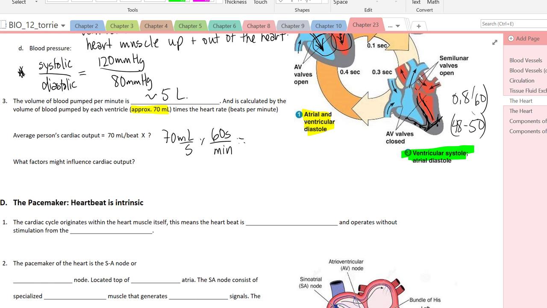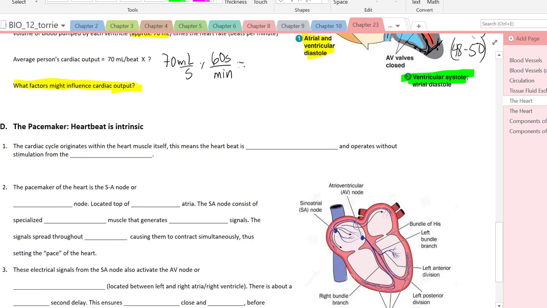Multiply that by 24, and I don't know, you've got what, 7,200 liters in a day. So your heart is working, pumping a lot of fluid nonstop all the time. So a little question to think about. What factors might influence your cardiac output? What might cause it to vary from one person to another? I'll let you think about that and we'll come back to it.